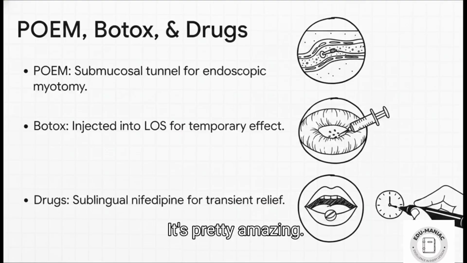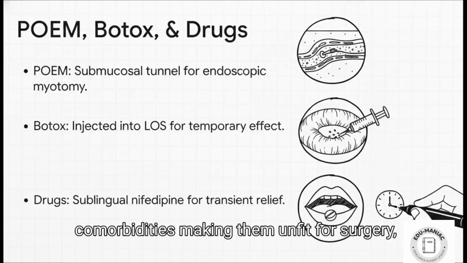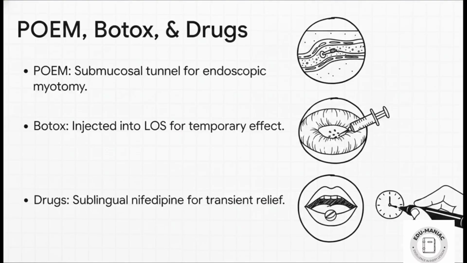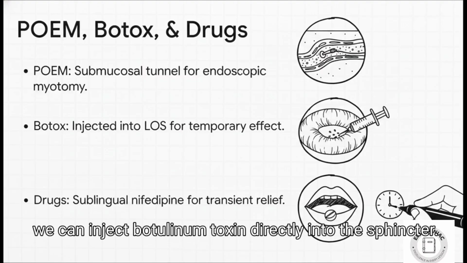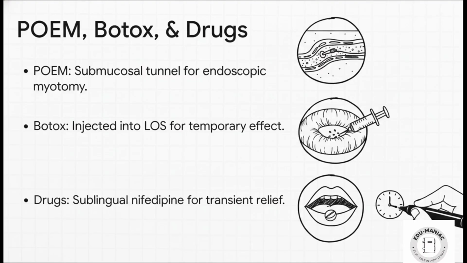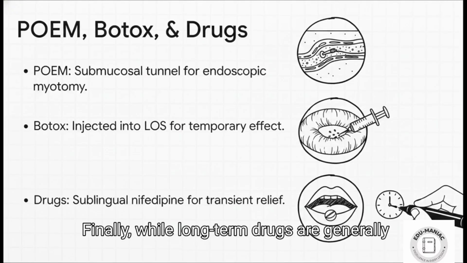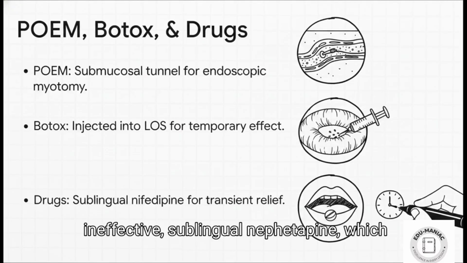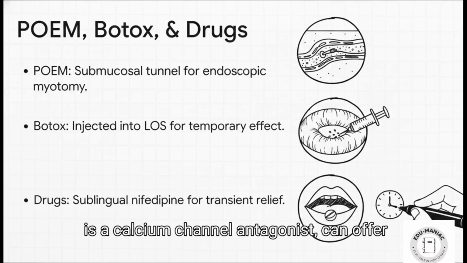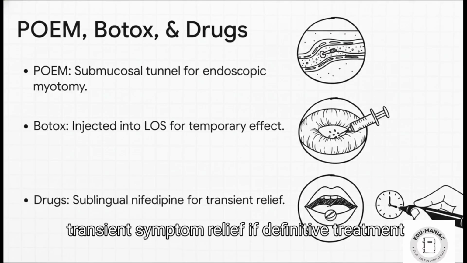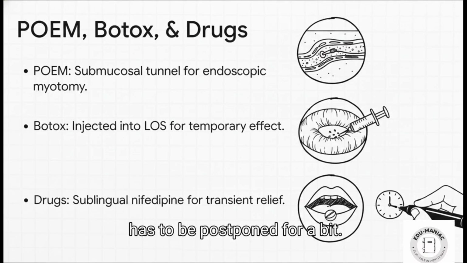It's pretty amazing. If a patient is elderly or has heavy comorbidities making them unfit for surgery, we can inject botulinum toxin directly into the sphincter. It blocks excitatory neural activity, relaxing the muscle, but keep in mind the effect is temporary and has to be repeated every few months. Finally, while long-term drugs are generally ineffective, sublingual nifedipine, which is a calcium channel antagonist, can offer transient symptom relief if definitive treatment has to be postponed for a bit.